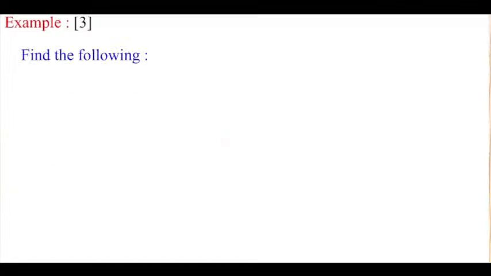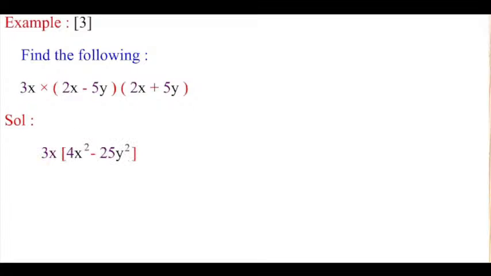Example 3. Find the following: 3x times 2x minus 5y times 2x plus 5y. Solution. 3x times 4x squared minus 25y squared equals 12x power 3 minus 75xy squared.